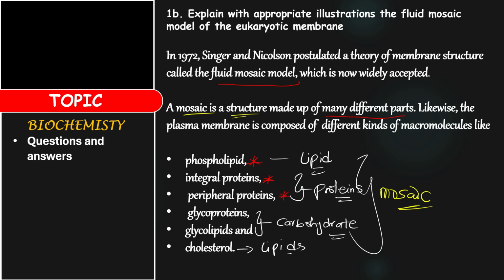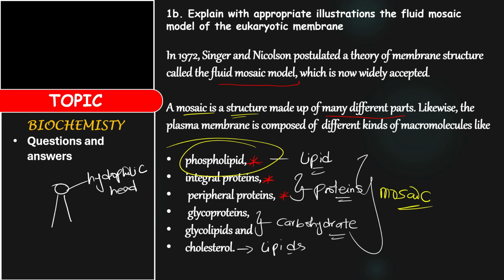Like we said, these phospholipids, my dear students, you can see here, are composed of two important parts. We have the hydrophilic head, which is the polar group, and then the hydrophobic tail, which is the non-polar group. Now, this hydrophobic tail is made up of lipids, specifically fatty acid. It's made up of fatty acid, my dear student.